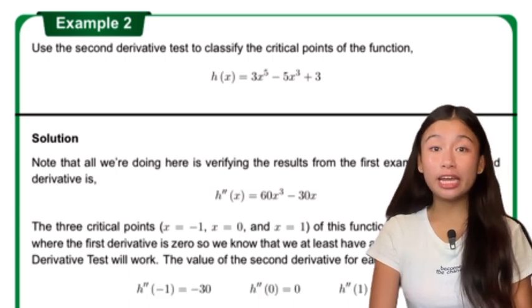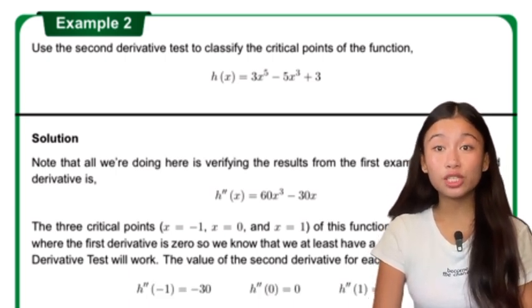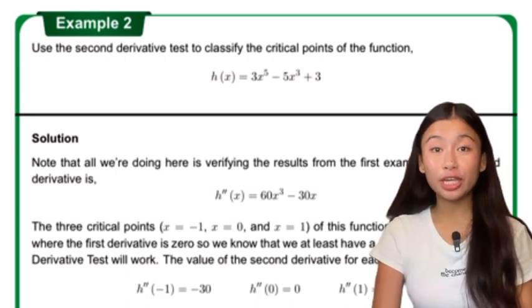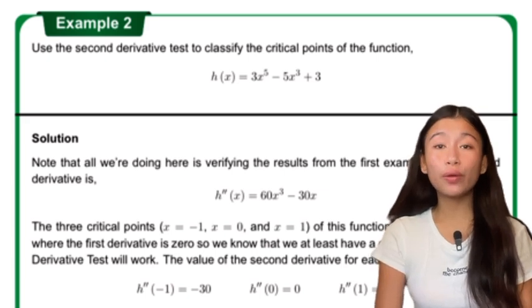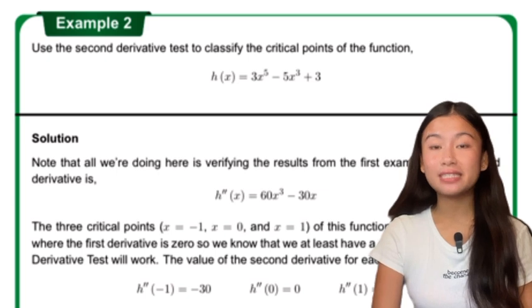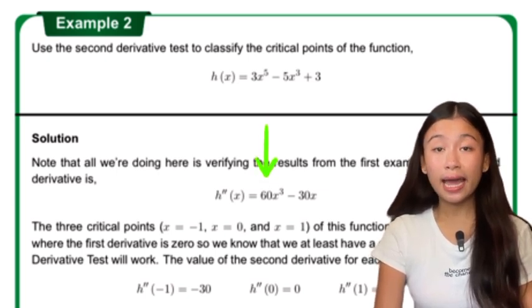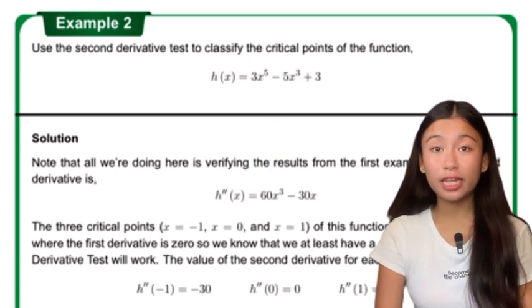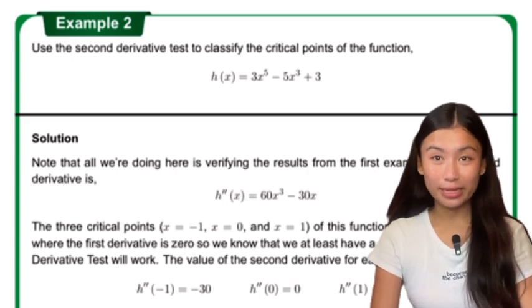We have step 2, finding the second derivative. The function given is h of x equals 3x^5 minus 5x^3 plus 3. So the first thing that we're going to do is to find the second derivative, which is needed for the second derivative test. The image provides the second derivative, which is 60x^3 minus 30x, and this was obtained by differentiating the first derivative twice. Now we use this to classify the critical points.